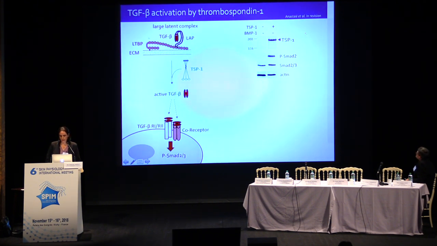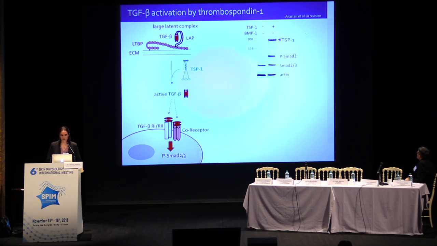So TGF-beta activation is also a complex process. Usually TGF-beta is secreted in the latent form, where it remains bound to its propeptide, which is called LAP, and forms a latent complex, which is targeted for storage in the extracellular matrix through an interaction with a protein called LTBP. And TSP1, or thrombospondin 1, is a large homotrimeric extracellular matrix protein which can interact with the latent complex and disrupt the internal interactions between TGF-beta and its propeptide. And this leads to the release of active TGF-beta, which can then induce signaling through its receptors, so either the canonical SMAD pathway or non-canonical pathways.